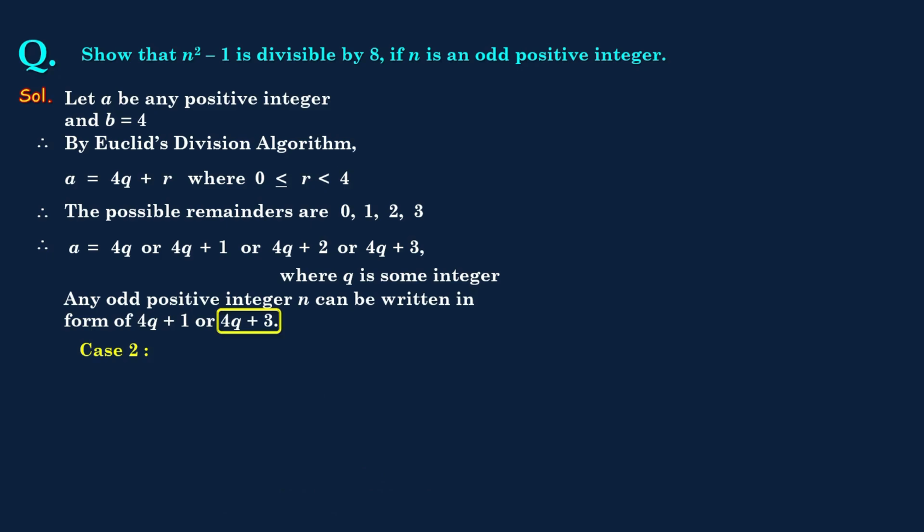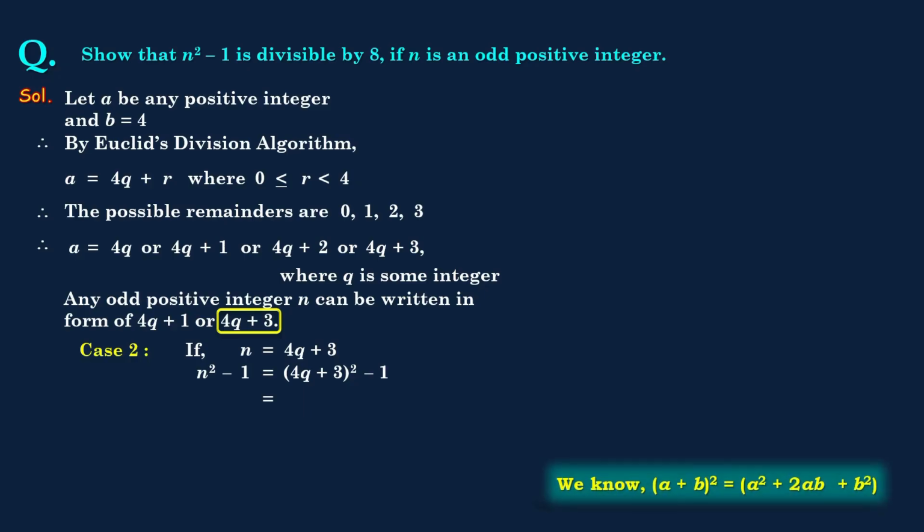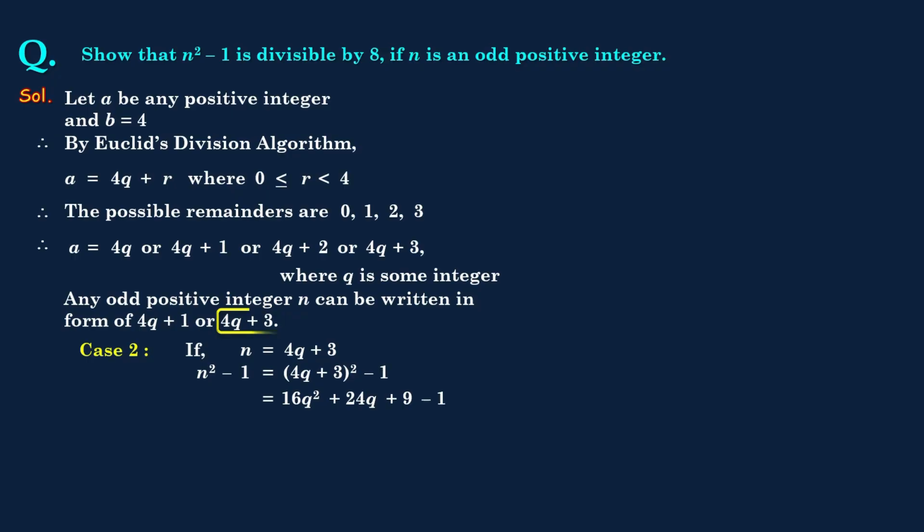So here n is equal to, we are going to consider 4q plus 3. So if n is equal to 4q plus 3, then n square minus 1 will be (4q plus 3) whole square minus 1. So again we have to apply the (a plus b) whole square formula. So 4q whole square, that is 16q square, plus 2 into 4q into 3, that is 24q, plus 3 square, that is 9, minus 1.